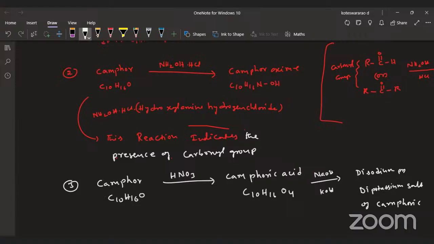Camphoric acid salt is generated. From this reaction, we can conclude, or it indicates, that camphoric acid is a dioic acid. Camphoric acid is a dioic acid. Now look at here.